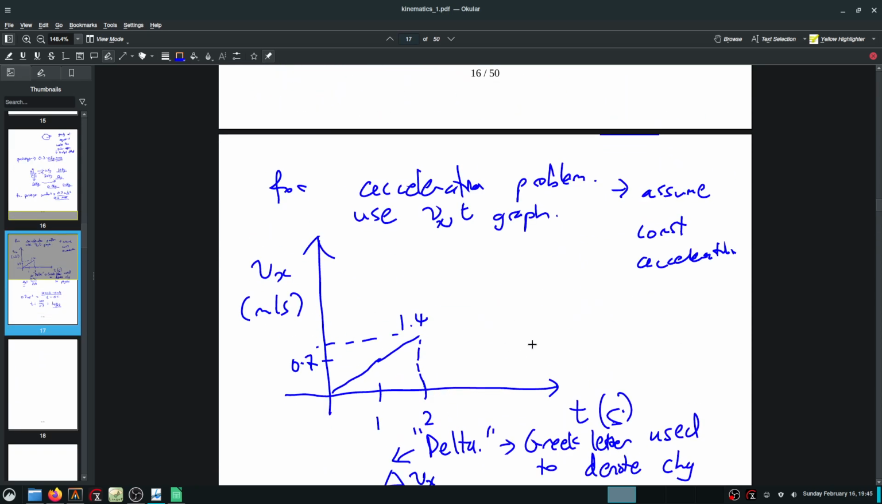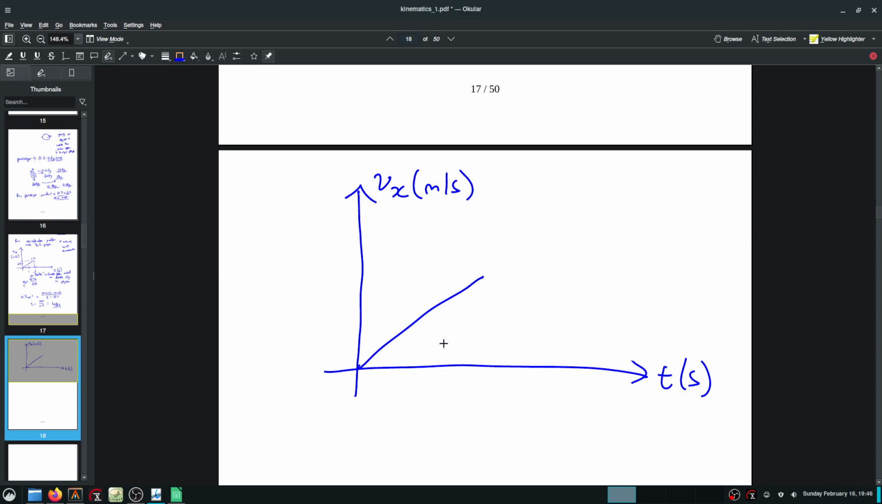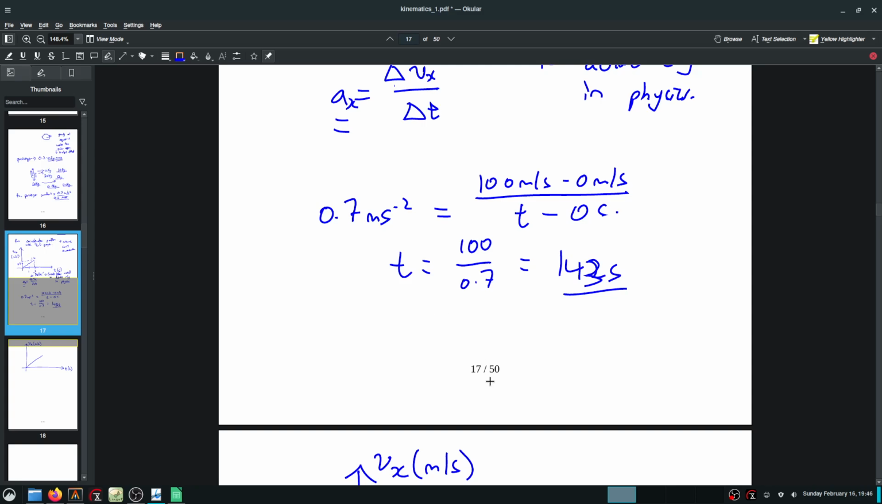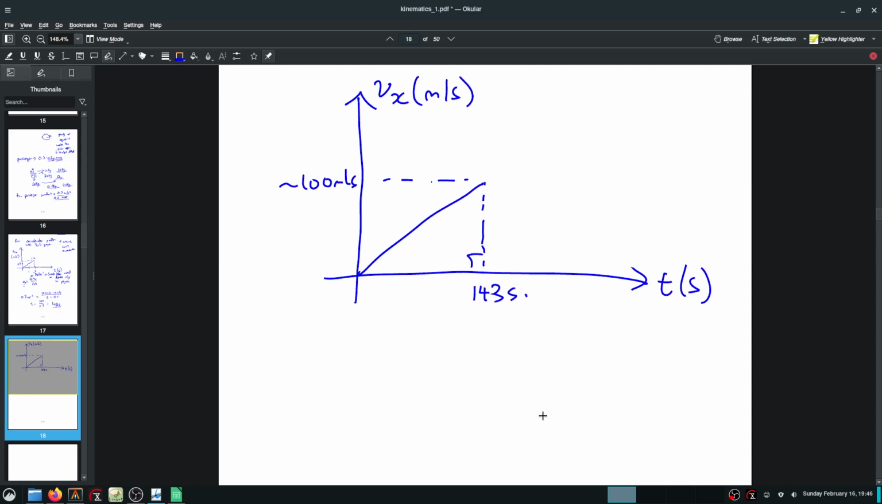I'm going to draw a graph of velocity in the x direction versus time in seconds. Draw a steadily increasing velocity because the acceleration is constant. Acceleration is constant, so the rate of change of velocity increase is also constant. That's the definition. In this right-angle triangle, you have 100 meters per second and 143 seconds. The question is, how do you calculate distance?